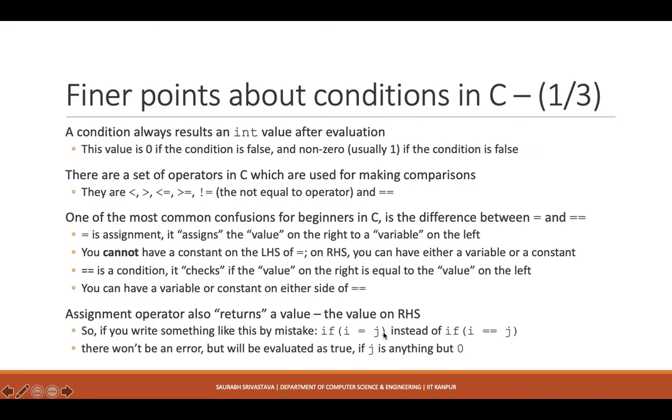So if I write this by mistake, when I actually wanted to write the comparison, what will really happen is that this if condition evaluates to true if j is not 0. So if j is anything but 0, then because the equal to operator will return that as its side effect, this if condition will evaluate to true if j is not 0. It will evaluate to false if j is 0.